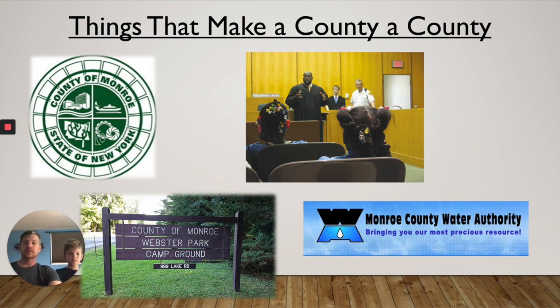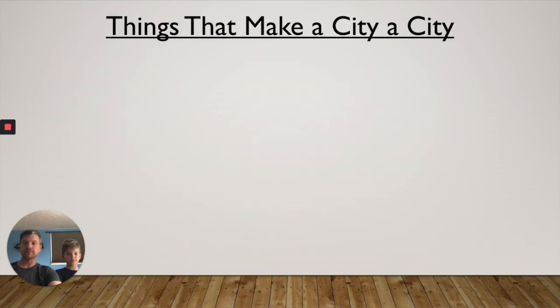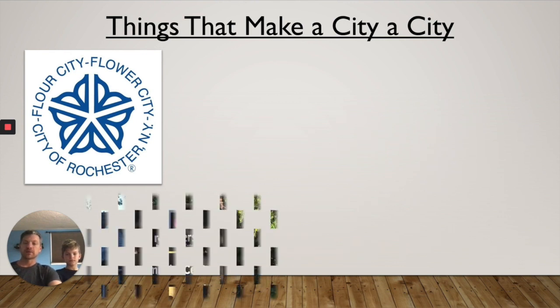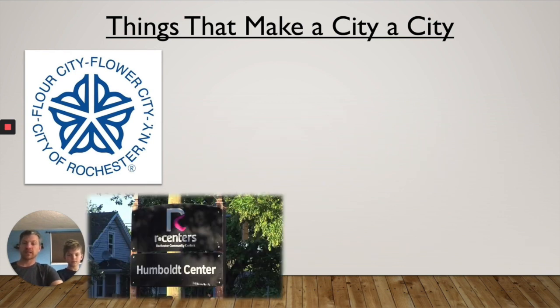And let's see. What do you think is last? City. All right. Things that make a city a city. Well, you've all, I think, seen this before, that Rochester has its own logo. Again, I don't think we have a flag, but we have a logo. Can you tell what's right in between the R and the C there? Yeah, that's the Rochester City logo. It's the R Centers. So any of the community centers or R Centers around town, those are actually run by the city. Cool.